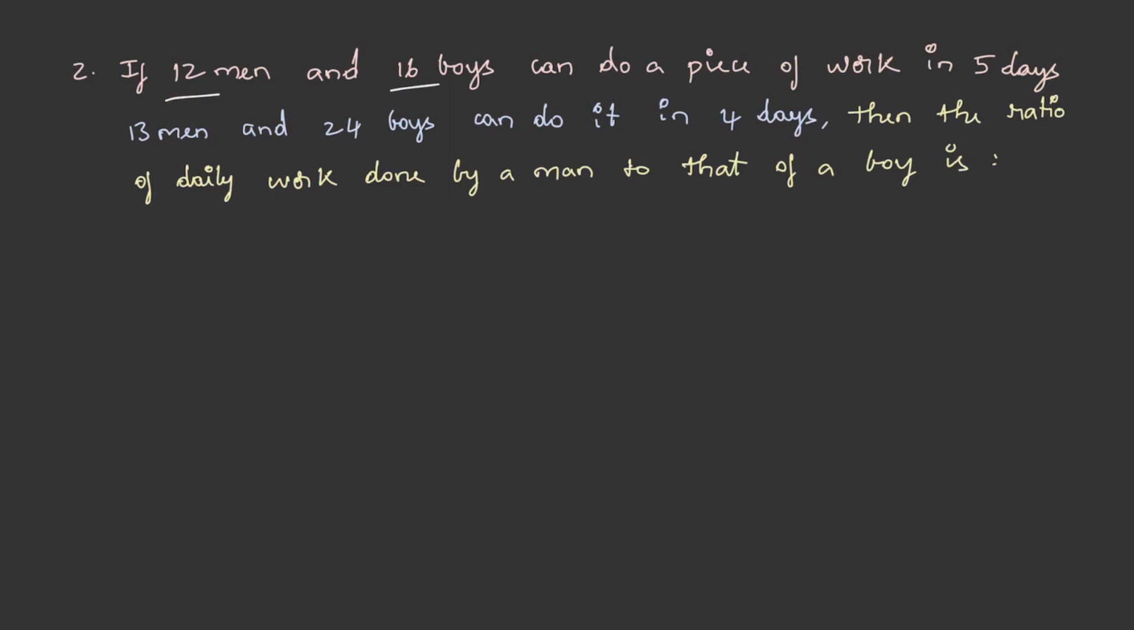If 12 men and 16 boys can do a piece of work in 5 days, 13 men and 24 boys can do it in 4 days, then the ratio of daily work done by a man to that of a boy is. Firstly, let's assume one man's 1 day work as X and one boy's 1 day work as Y.